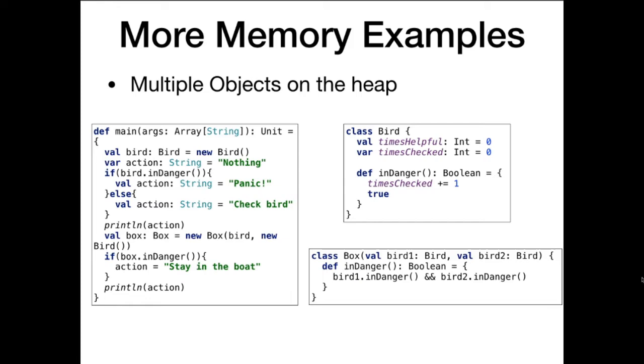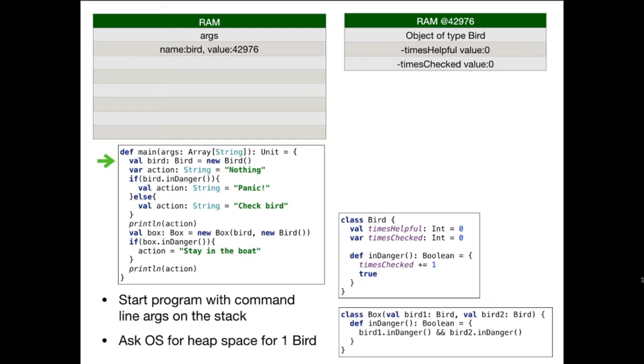So for this, we have a class named Bird with a couple of state variables, a value and a variable technically, and one method. We have a Box class that's going to take two birds in its constructor and has one method. Then a main method, which is going to work with references of these types. And we're going to see how each reference is stored in the heap, how we have those references, how we pass those references, etc. So let's set up our stack and heap. We start our program, ask our operating system for some stack space.